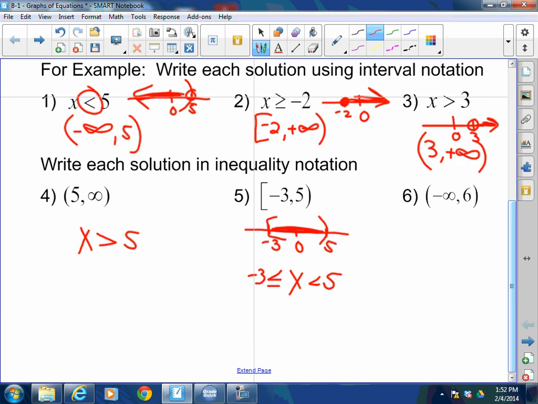Last but not least, negative infinity, comma 6. What's happening here? x is less than 6. Very good. Not less than or equal to, but just less than. Excellent.